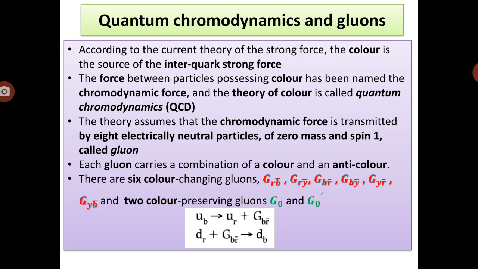For example, when a blue U quark emits a gluon carrying blue and anti-red color, it becomes a red U quark, which I have shown at the bottom. Now this emitted gluon is absorbed by a red D quark, let us assume. Then this red D quark becomes a blue D quark. So this is the way the gluons are emitted and transmitted, and how the quarks change.